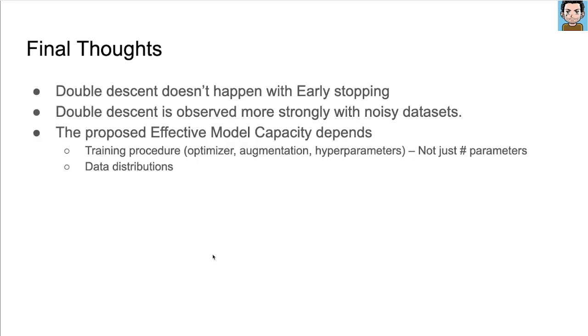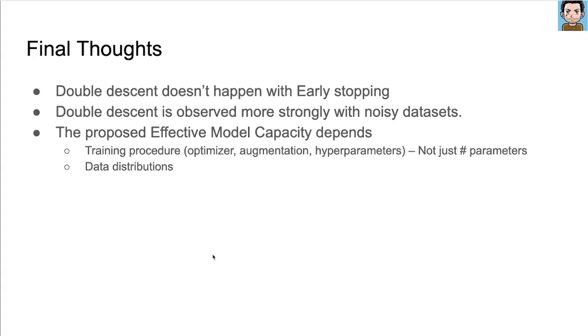I want to wrap up this presentation with a few final thoughts. First, double descent doesn't happen with early stopping. Second, double descent is observed more strongly with noisy datasets. And a reminder that the effective model capacity depends on the training procedure, including the optimizer, the augmentation, the hyperparameters, and the number of training epochs. All of these are taken into account when computing the effective model capacity.